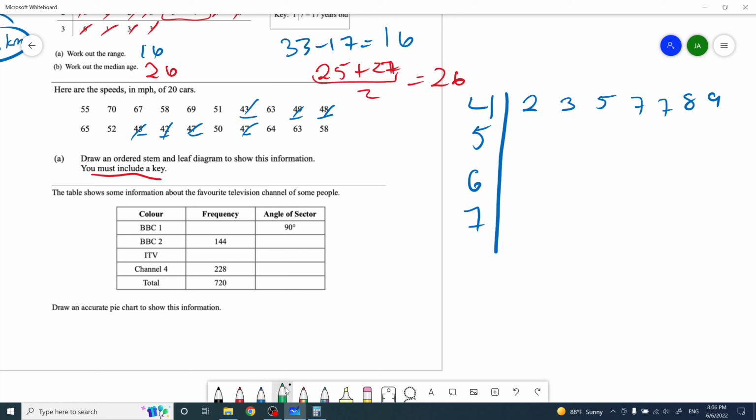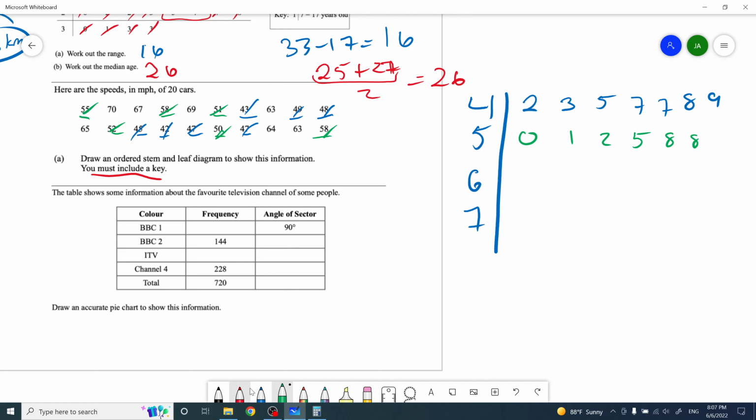I'm going to change colors just to keep track of this. So now for my 50s, I've got 55, 58, 51, 52, 50, and 58. So I've got a 50, I've got a 51, I've got a 52. What have I got left? I've got a 55, 58, and 58. So 5, 8, 8. And my 50s are done.